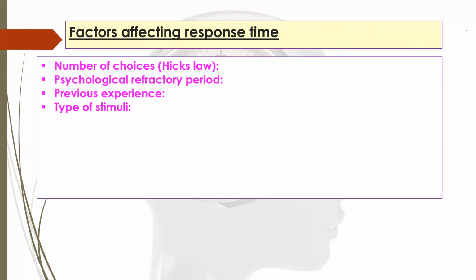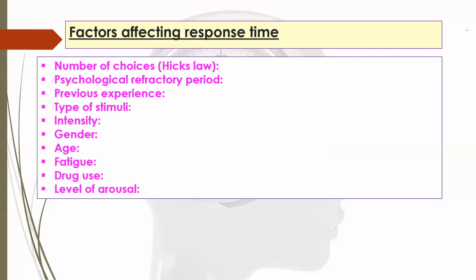So the number of choices, the psychological refractory period, previous experience, type of stimuli, the intensity of the stimuli, gender, age, fatigue, drug use, and level of arousal. So there's 1, 2, 3, 4, 5, 6, 7, 8, 9, counting 10. So let's just try and work through those. A very brief statement afterwards, just detailing how each of those factors affects response time. So pause the video here and try and work through as many of those as you can.